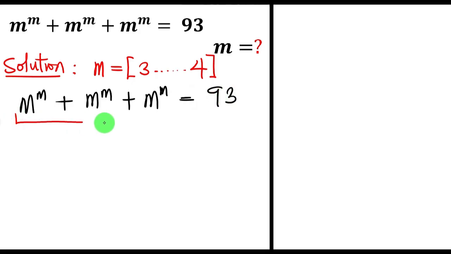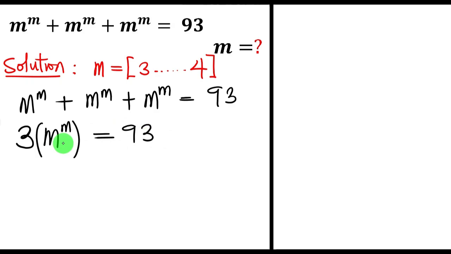I mean this side, if we do m raised to the power of m plus m raised to the power of m plus m raised to the power of m, we can say same thing as 3 m raised to the power of m, then equals to 93. We can divide both sides by 3 now, just to eliminate the coefficient here. So we say this divided by 3, then the other side divided by 3.